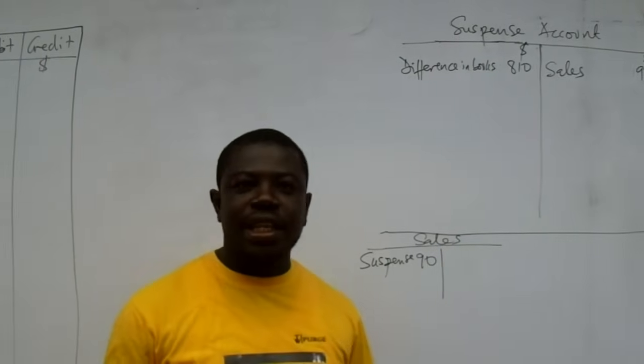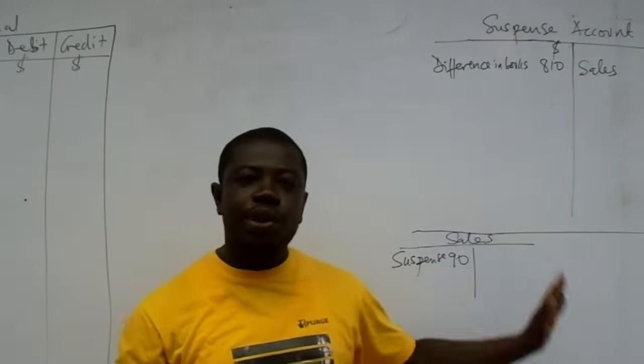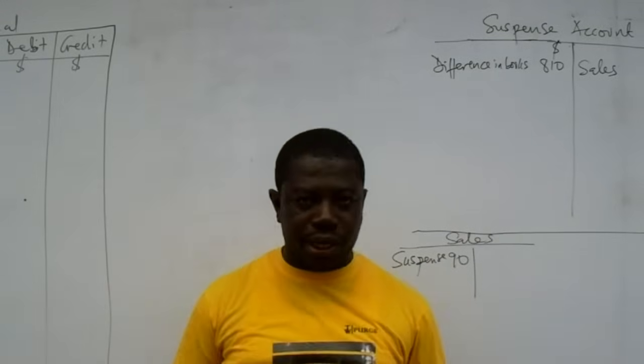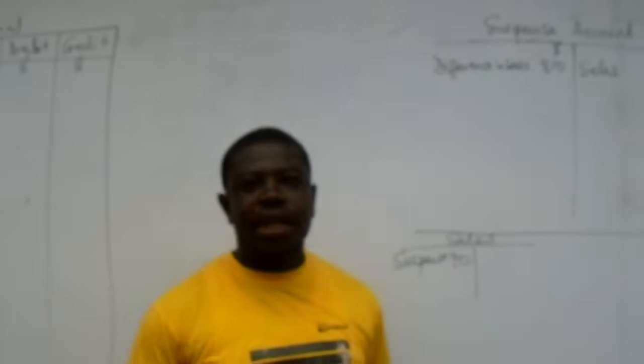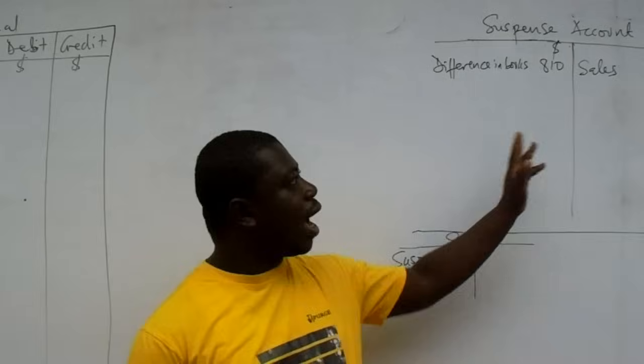So that is what we have done. And once we have done this, we said that every correction that we do must go through the general journal. And so we go back to the journal. Now, when we go to the journal, we have two accounts, basically.